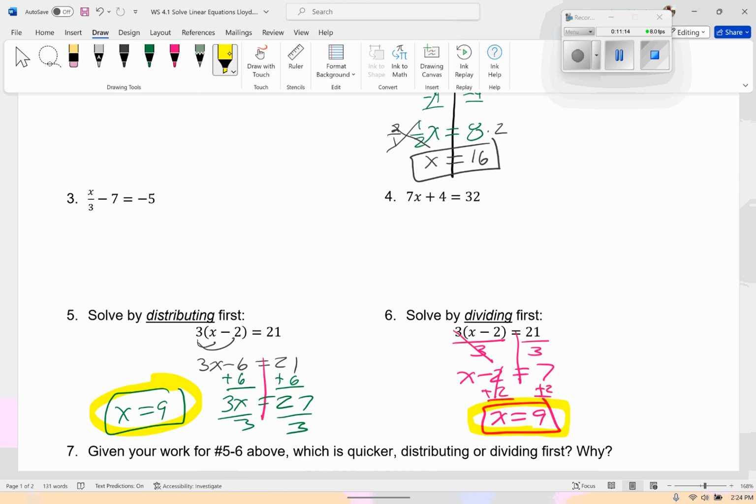So number 6, rather than distributing over the parentheses, I divided the lead coefficient 3 to both sides first. I didn't distribute it over the parentheses. So the nice thing about doing this, 2 different ways get you to the exact same thing.